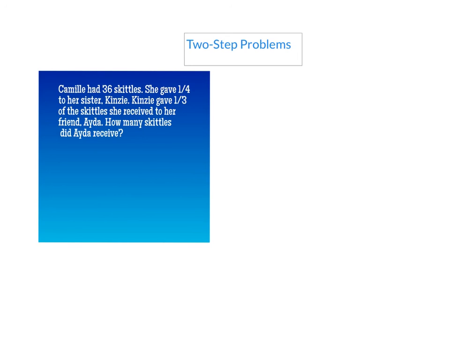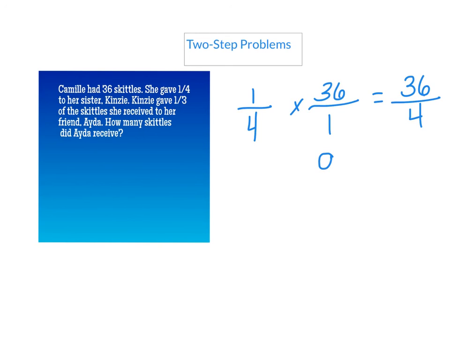So Camille had 36 Skittles. She gave 1/4 to her sister Kinsey. So let's find out how many she gave to Kinsey. 1/4 of 36. By now you should know that we're going to put a 1 here. 1 times 36 is 36. 4 times 1 is 4. And 36 divided by 4 is 9. So Kinsey got 9 Skittles.